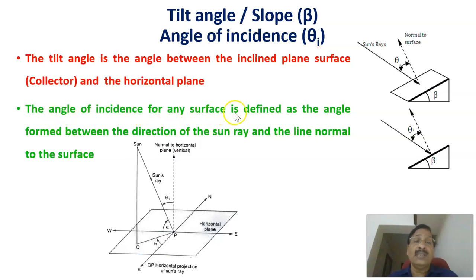Therefore the angle of incidence for a surface is defined as the angle formed between the direction of the sun ray and the line normal to the surface. This is the line normal to the surface, and this is the sun ray direction, and this angle we call the angle of incidence theta I. And this angle, made by the inclined plane with respect to the horizontal, we call the tilt angle. The same thing is shown here: this is a ray falling on this plane, and this angle is the angle of incidence theta I.